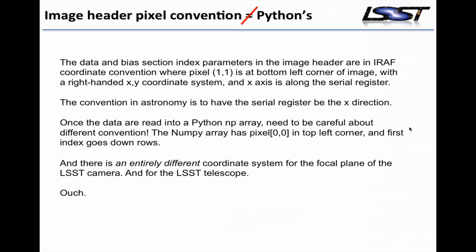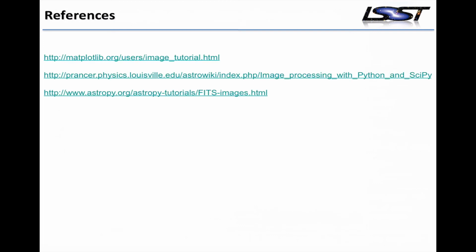Once the data are read into a Python array, you need to worry that the convention is flipped and keep track of the fact that it's 0 index based and that it goes row column. And oh, by the way, just to make life even better, there's an entirely different coordinate convention for the physical location in the focal plane of the LSST camera. And to make things even worse, the telescope adopts a different coordinate convention for where the light lands in the focal plane of the telescope. So that's unfortunate, but it is in fact the case.